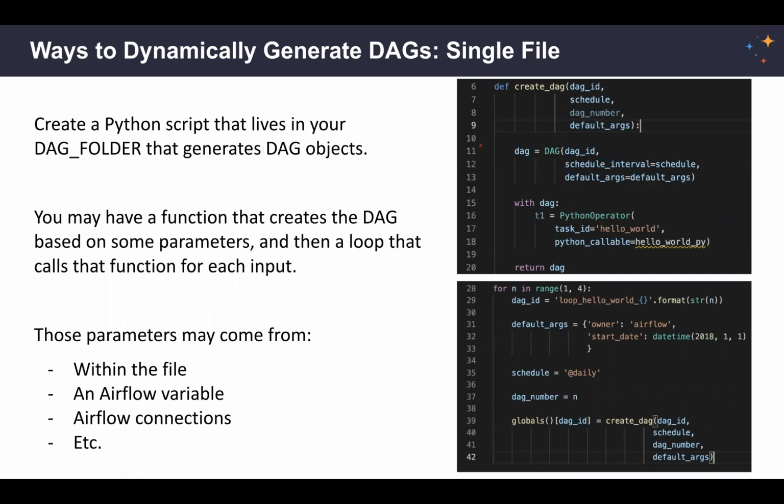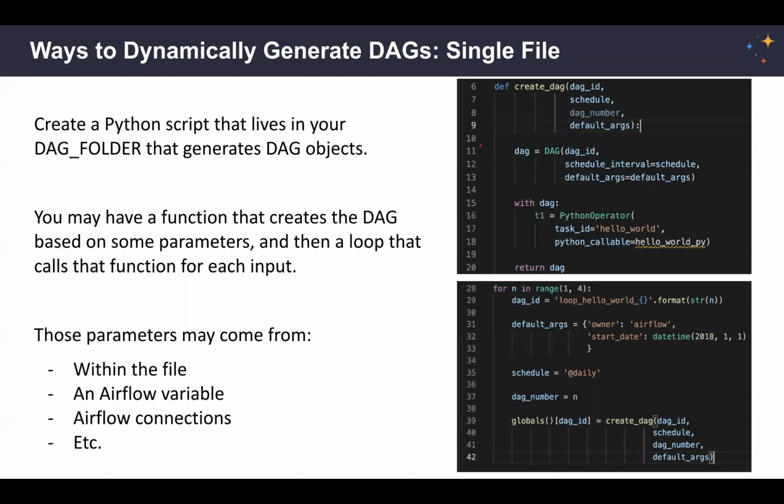The first one, and probably the most straightforward, is using a single file to dynamically create all of your DAGs. This would be a Python script that lives in your DAG folder and generates the DAG objects. So you might have a function that creates your DAG based on some parameters, as shown here, and then you might loop through that function call for some set of parameters. We'll walk through what that looks like in more detail.